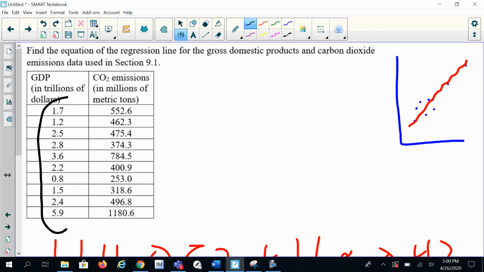Your X values range from 0.8 to 5.9. That is the range of them. Extrapolation is when you plug in a value that's outside of your smallest and biggest. So if I plug in like 8, I would be extrapolating. If I plugged in 0.03, that would be extrapolating. It's too small. So extrapolation is wherever you plug in values that are outside of your x's.